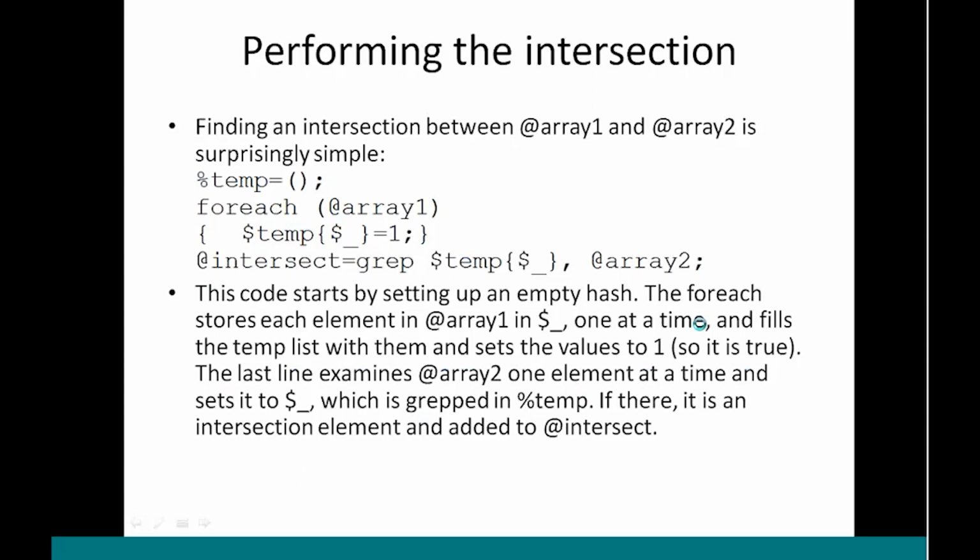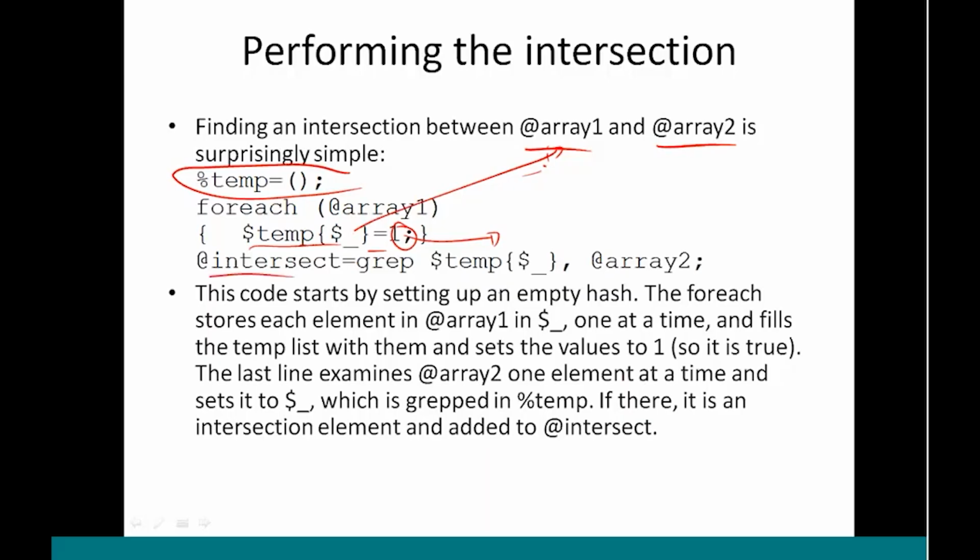Essentially, here the problem is to find the intersection between these two arrays. So here we declare another hash called temp, and then for each of the elements of the array we add the elements into the hash, with the key as the array element, and the value as 1. Now the intersection is fairly simple.